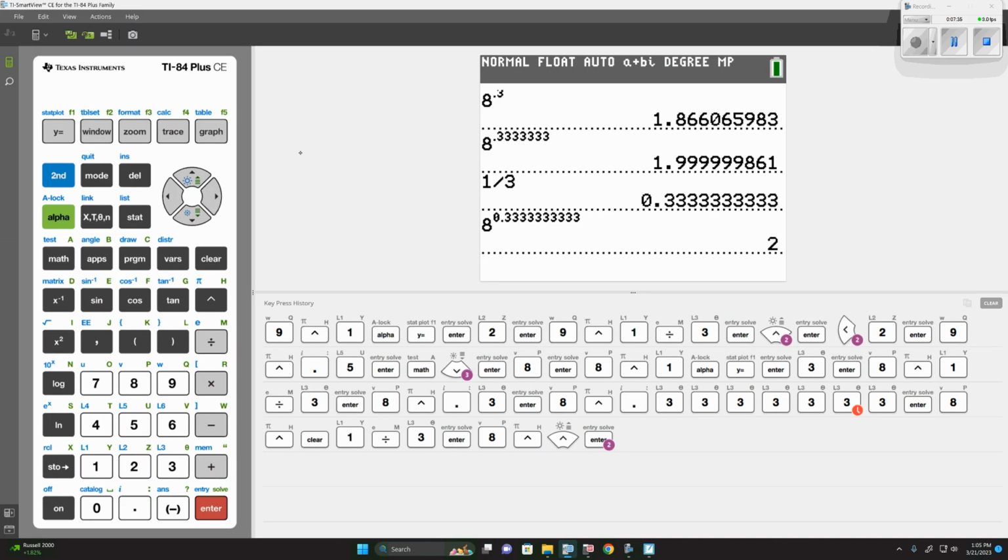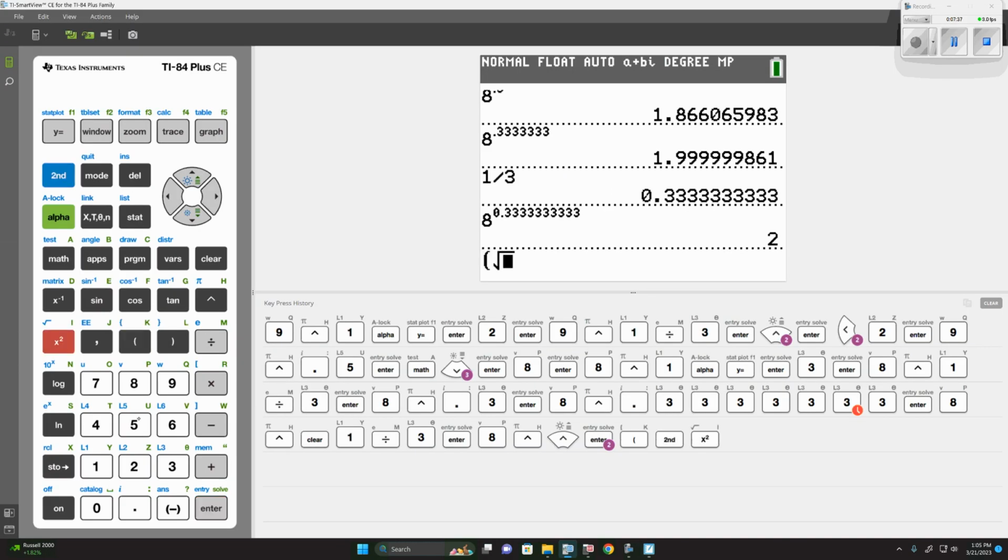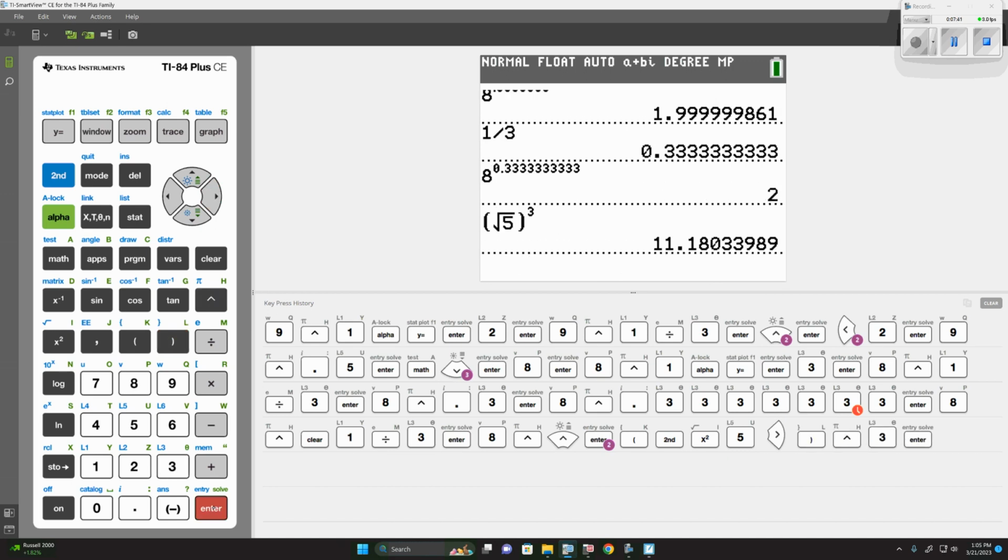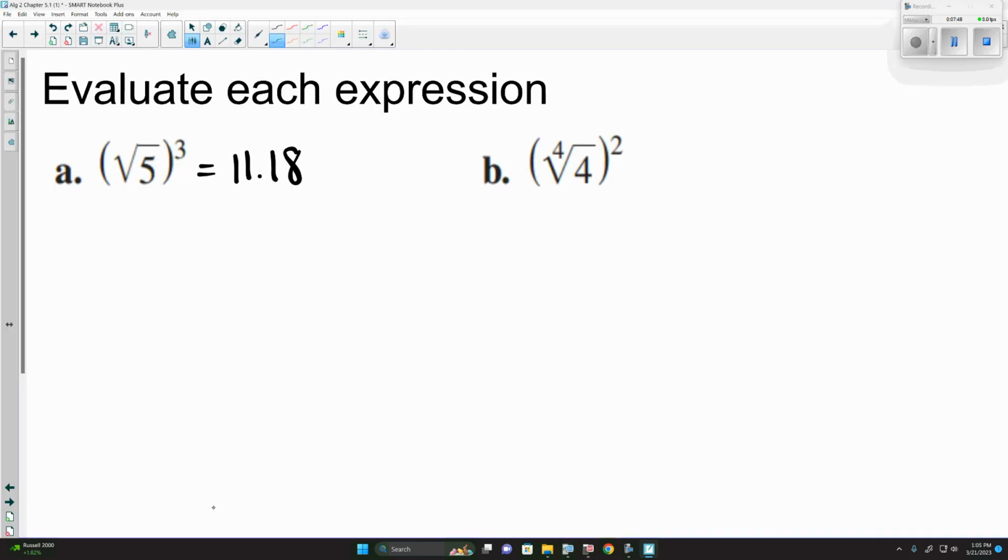So on the graphing calculator, we can do parentheses, second square root 5, close parentheses, to the 3rd. And we get the exact same thing. Now, we can manipulate this a little bit, because I could rewrite this as a rational exponent.